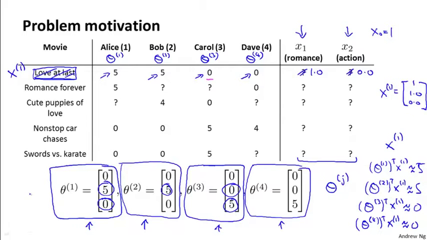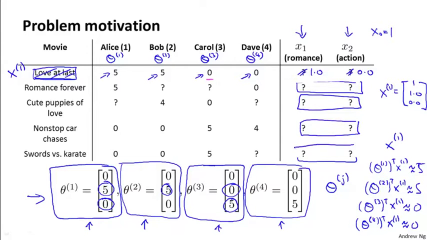That makes sense given what we know of Alice, Bob, Carol, and Dave's preferences for movies and the way they rated this movie. And so more generally, we can go down this list and try to figure out what might be reasonable features for these other movies as well.